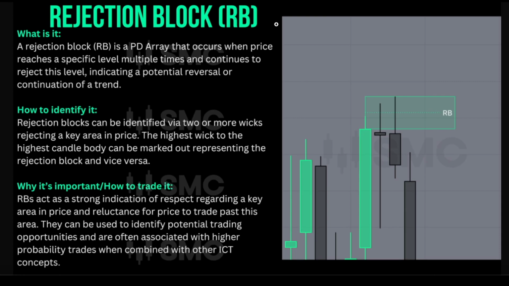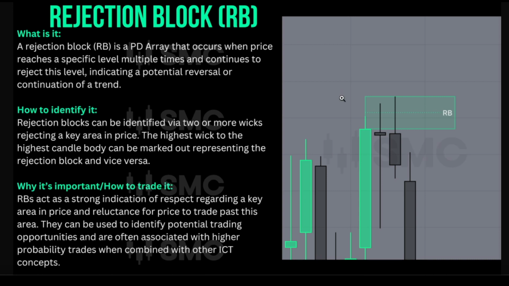Let's go over rejection blocks, or RBs. So what is a rejection block? A rejection block, or an RB, is a PD array that occurs when price reaches a specific level multiple times and continues to reject this level. They indicate potential reversals or a continuation of a trend.